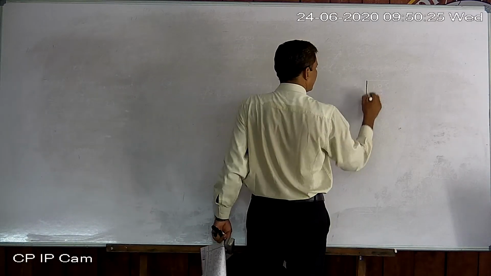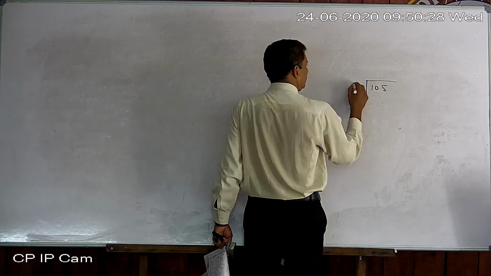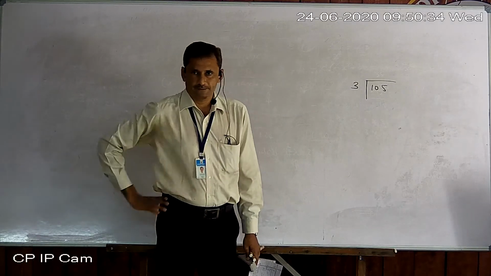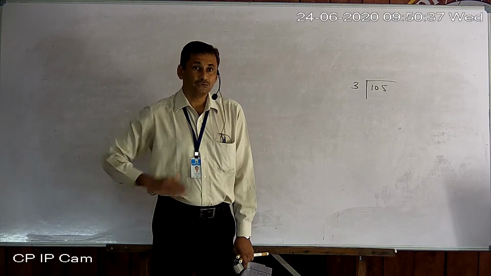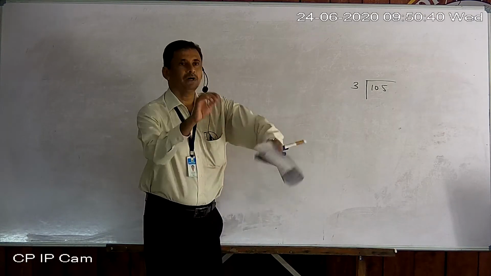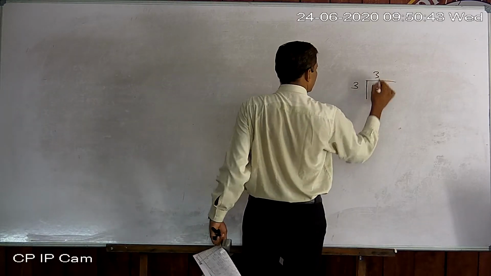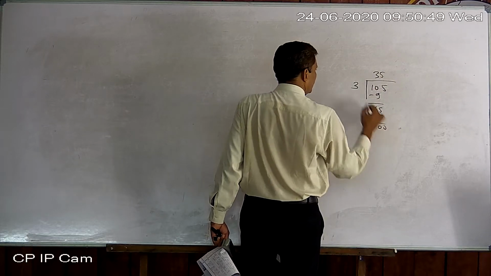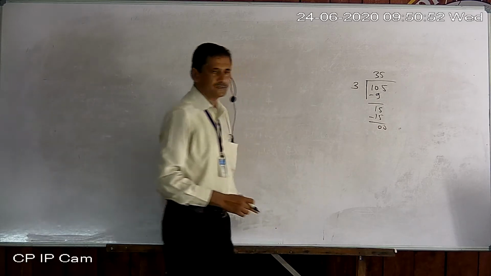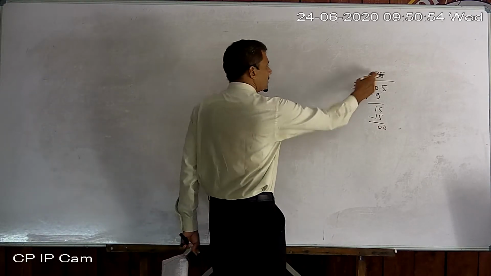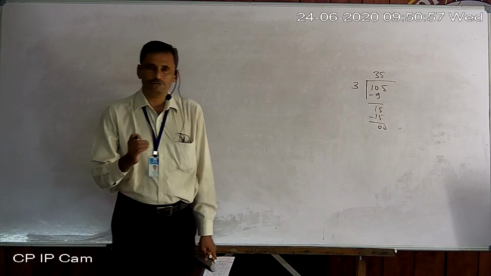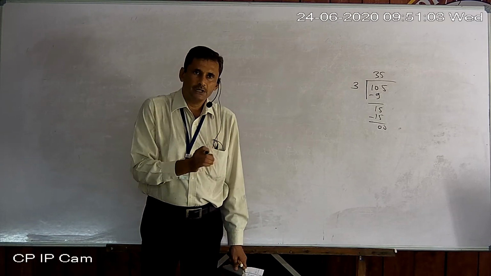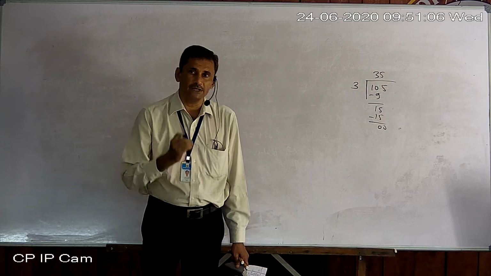Suppose you are having 105. You know 3 is one factor of 105. You want to know the other factors. Then what to do? You just divide that number by 3. Okay. So it will be 3 3s are 9 and 3 5s are 15. Okay. It is divided by a factor, so the remainder is always 0. So you got the other factor, 35. Okay. So whenever you have one factor of any number, at that time you find the other one by dividing it.